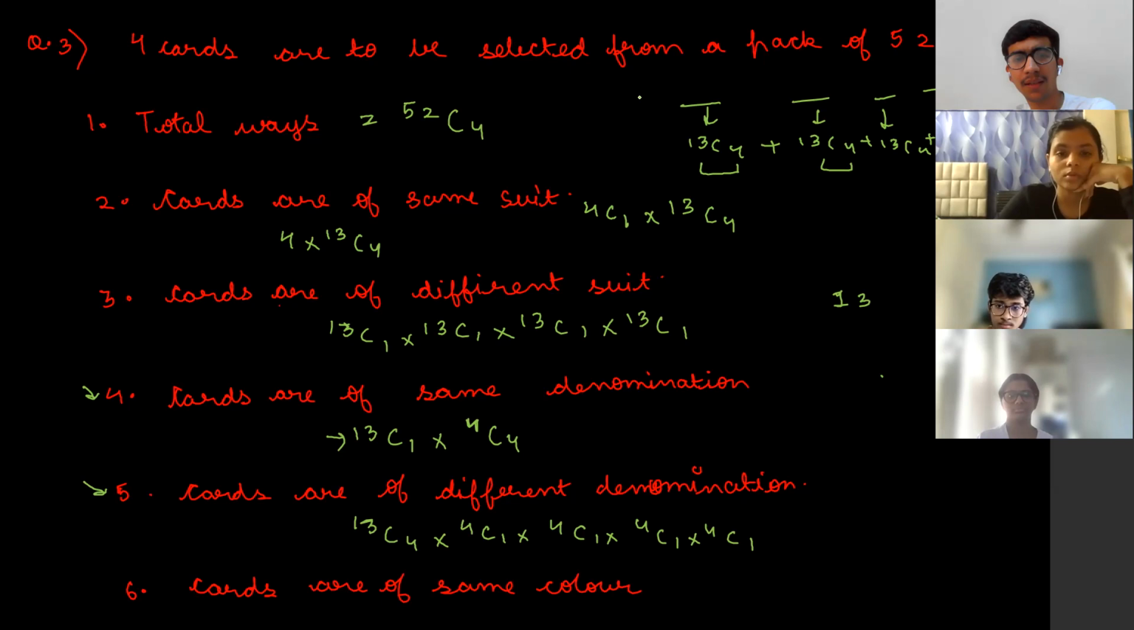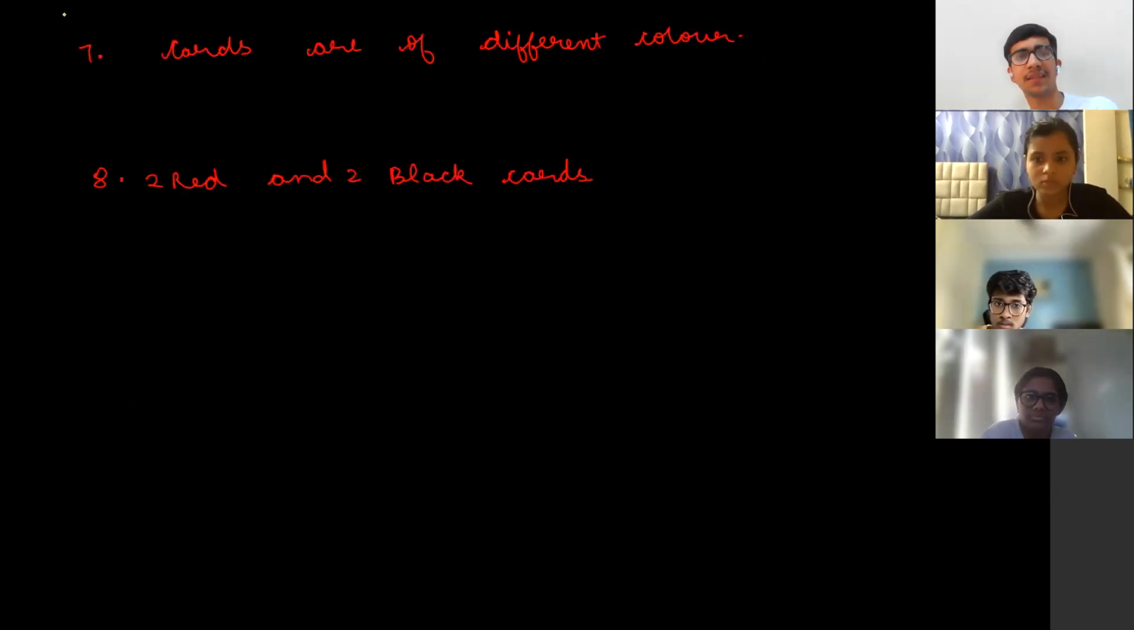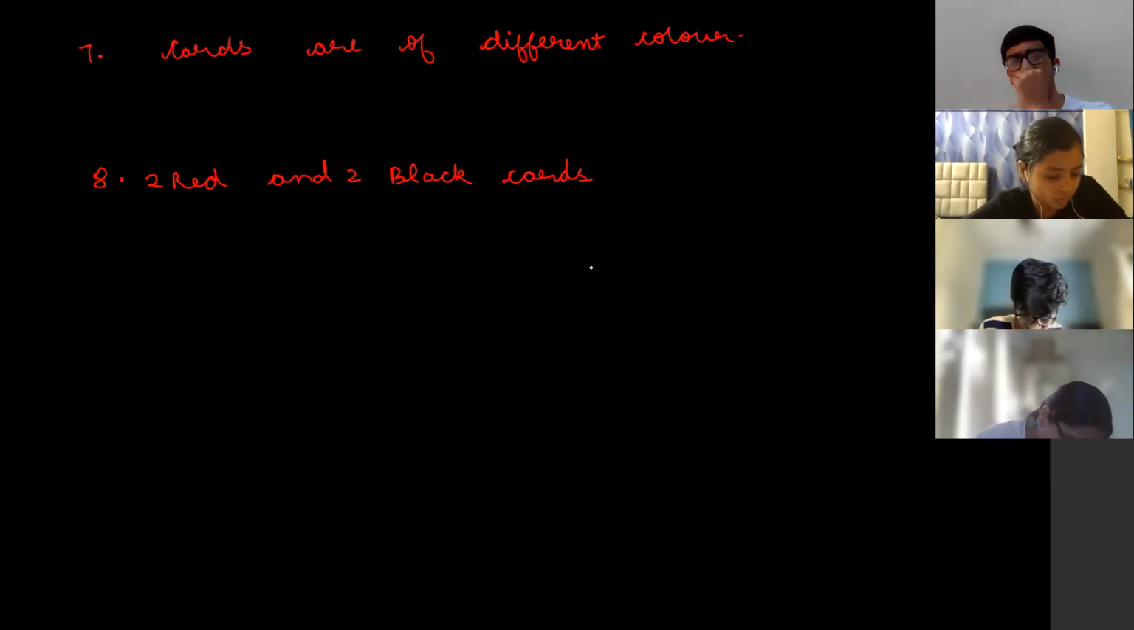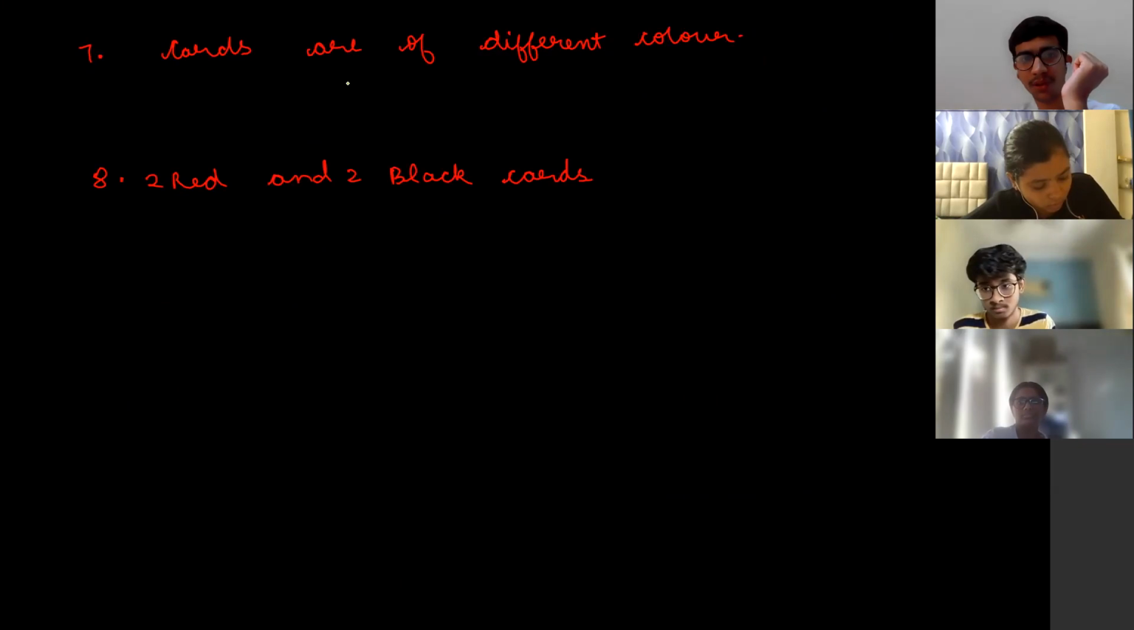Okay, cards are of same color, I guess that's super easy. 26C2 into 26C2. No? Then? So it will be 26C4 into 2C1. Chalo. All right. Cards are of different color. अच्छे तो मैंने पूछ ही लिया. This will be 0. And tell me the answer for 8th one.